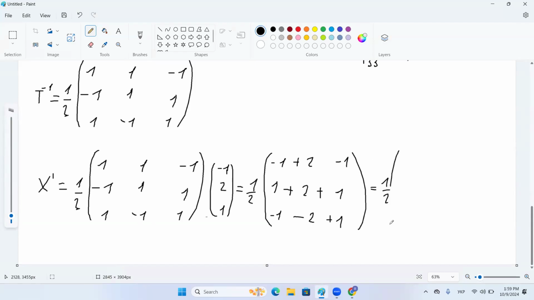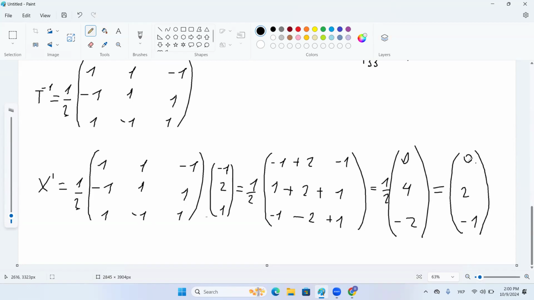So here is 0, 4, and -2. And finally, multiplied by 1 second, so 0, 2, -1. And here we have the coordinates of vector x prime in the new basis.